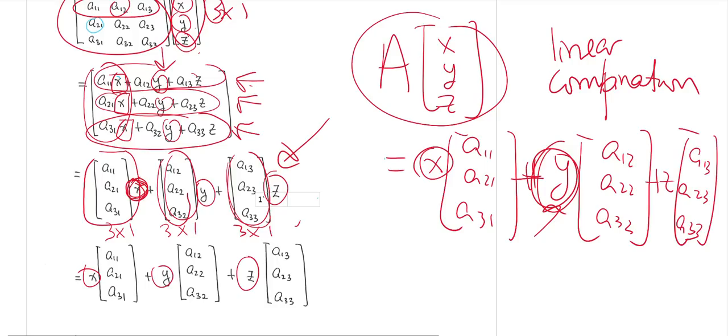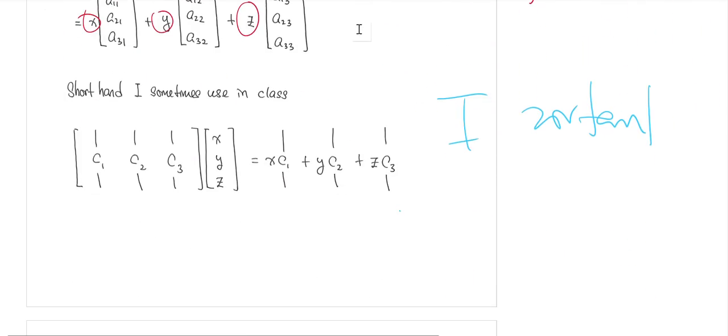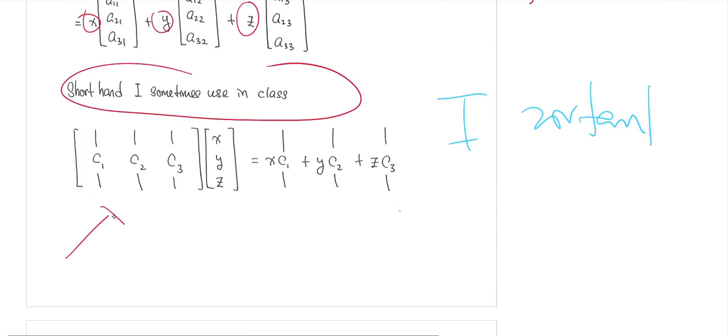So you have to change your perspective from the typical matrix multiplication to this. They are the same thing, and I want you to be able to see it both ways. This is critical. And in class, sometimes you'll see me writing all this using shorthand.